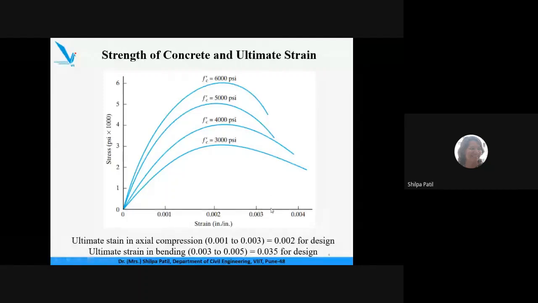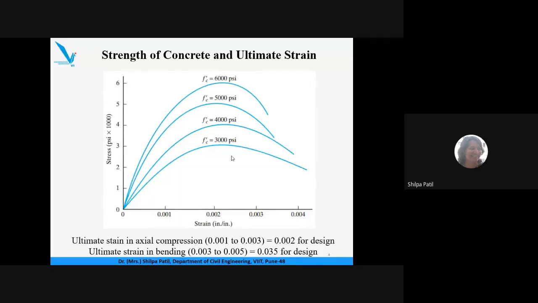Ultimate strain means the strain value at which the material fails completely. And ultimate stress is the maximum stress which the material can develop within itself. Whenever we consider the design of any particular structure using any particular methodology, we have to deal with these two important parameters.